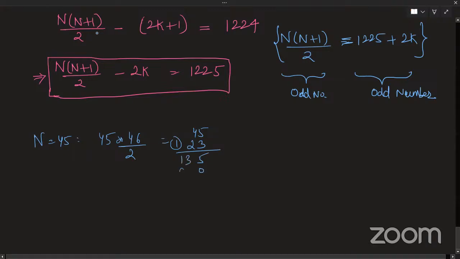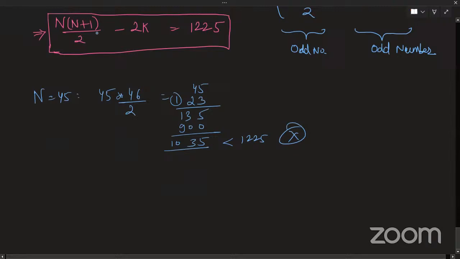135, 0, 900. So 531035. But 1035 is actually lesser than 1225. So it won't work. So I will increase my value. N is equal to 50.